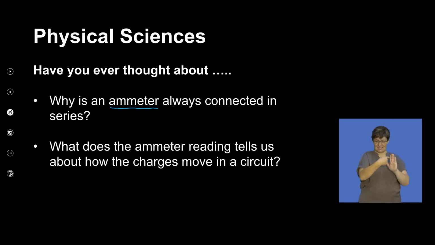And then the second thought that you must think about, just to guide our understanding, is: what does the ammeter reading tell us about how much charge moves in a circuit? So the ammeter is the device that measures current, and the reading that we get from the ammeter, what more does it tell us in our understanding of what current is all about, right?